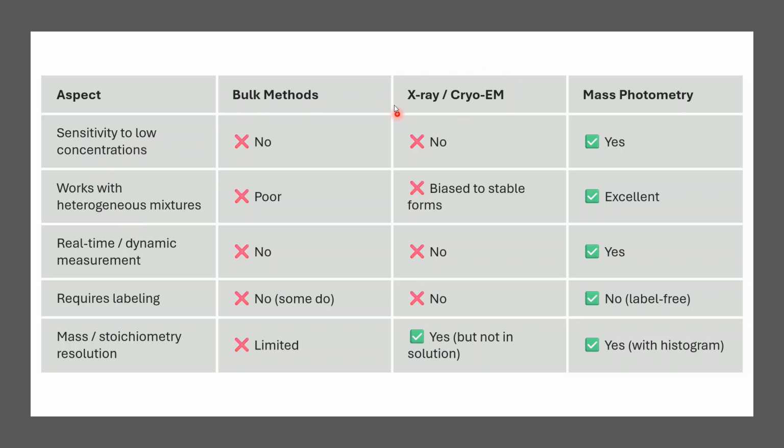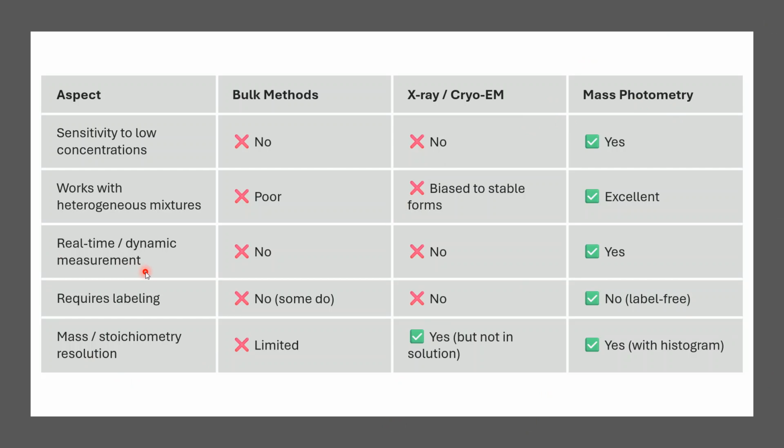Bulk methods, X-ray and cryo-EM cannot work with a heterogeneous mixture, whereas mass photometry works excellently with it. We have also taken the example of various kinds of species. So a heterogeneous mixture can be studied in solution by mass photometry, whereas that is not possible with these traditional methods, especially X-ray, where protein purity is very important. We require an ultra pure protein in its homogeneous form.